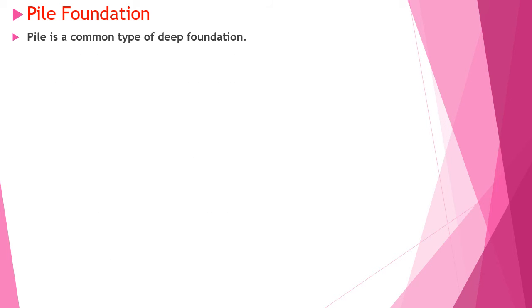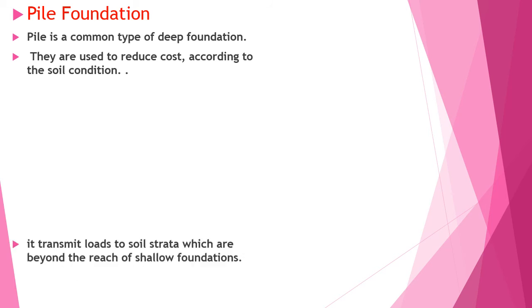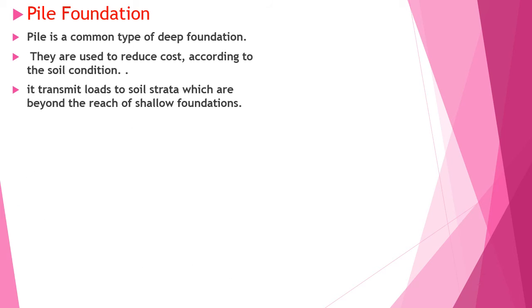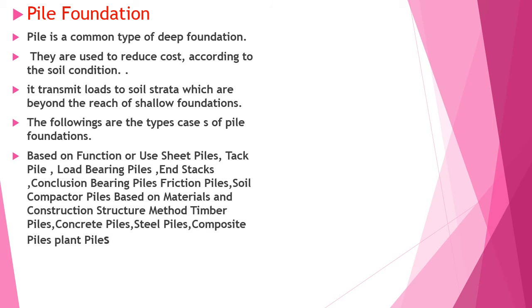Pile foundation. Pile is a common type of deep foundation. They are used to reduce the cost according to the soil condition. It transmits loads to the soil strata which are beyond the reach of shallow foundations. The following are types of pile foundation. It can be sheet piles, tack piles, load bearing piles, end bearing piles, friction bearing piles, etc.